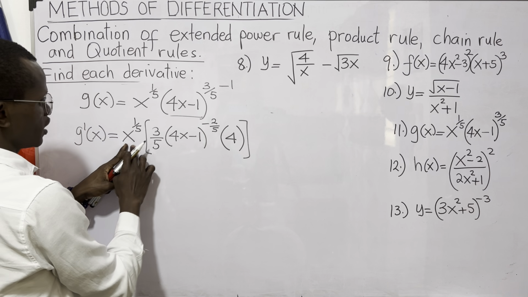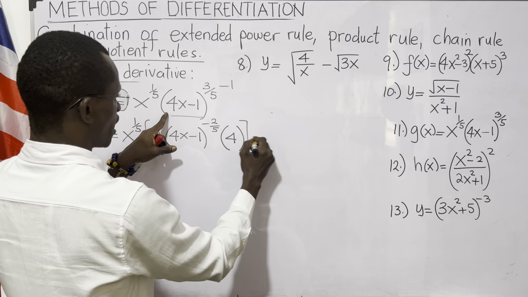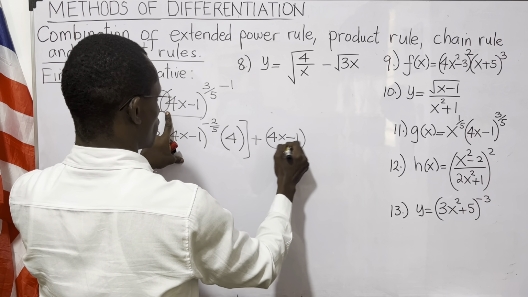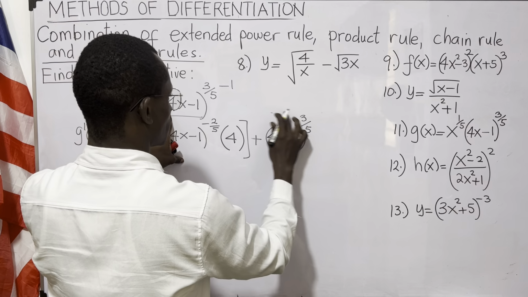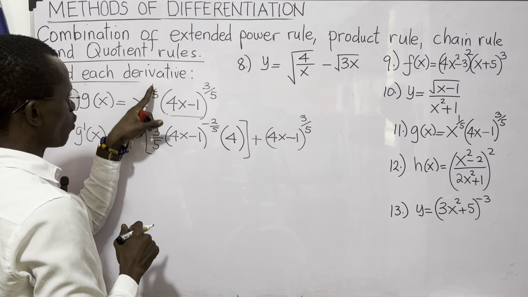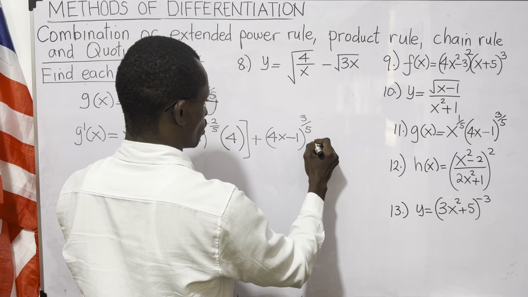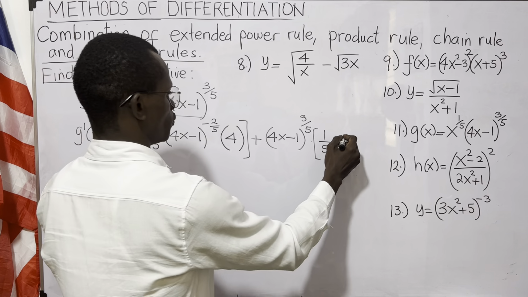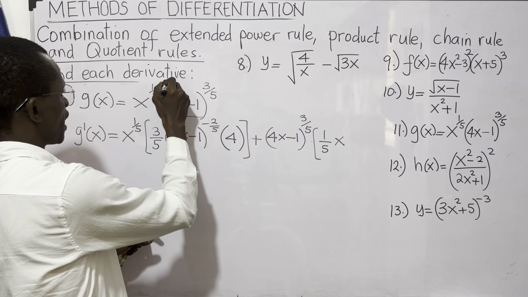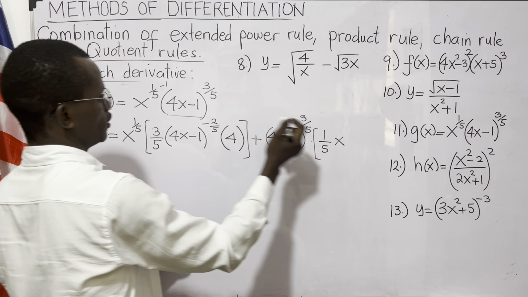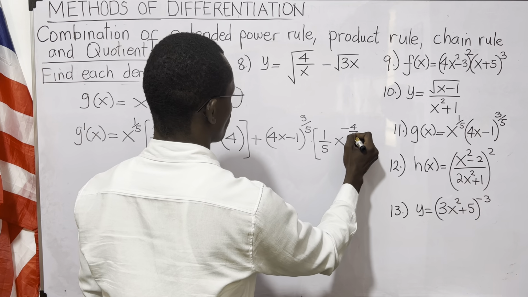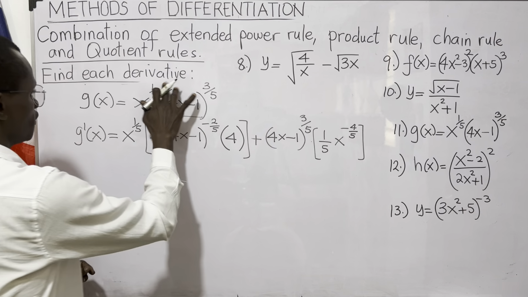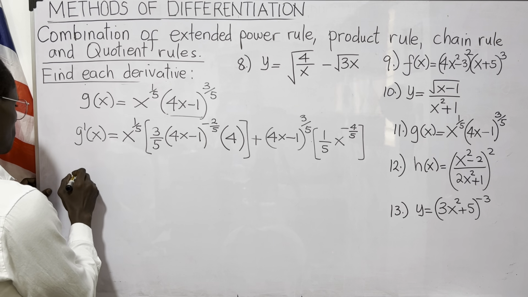So we are not done. We held the first one and differentiated this. So we must now hold the second factor, which is 4x minus 1 raised to the power 3 over 5. And then we differentiate x to the power 1 over 5. So x to the power 1 over 5, we just drop 1 over 5. We rewrite x, subtract 1 from this power. 5 times 1 is 5. So it gives us minus 4 over 5. So our objective now is to just simplify this problem.